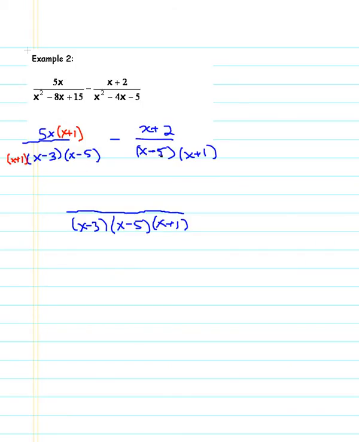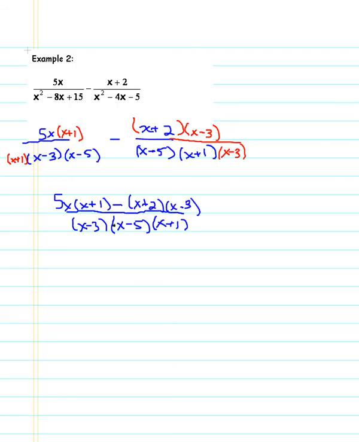The second fraction has the x minus 5 and x plus 1, but it's missing the x minus 3. So I'm going to go ahead and put in an x minus 3 in the denominator. But whatever I do there, I also have to do up here. So I'll be multiplying this by x minus 3. So now I have a common denominator for each of those. My job now will be to subtract the numerators and keep the denominator the same. So this numerator will become 5x times x plus 1. This is a subtraction, so subtract x plus 2 times x minus 3.